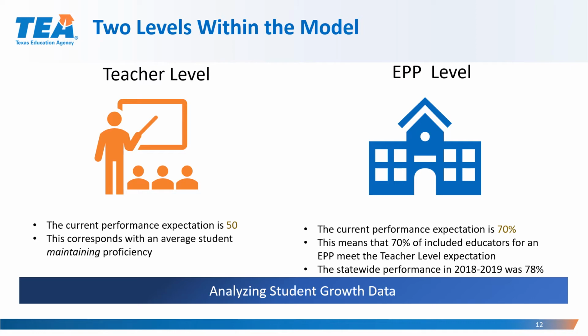We calculate the percentage of the teachers with scores who met the individual performance expectation. The standard for EPPs adopted by the SBEC is that 70% of included teachers from the EPP meet the individual standard. In this 2018-2019 data, which is the first year of data that we thoroughly ran, the statewide performance is 78% of included teachers meeting the standard. Every demographic group meets that threshold in the current model.